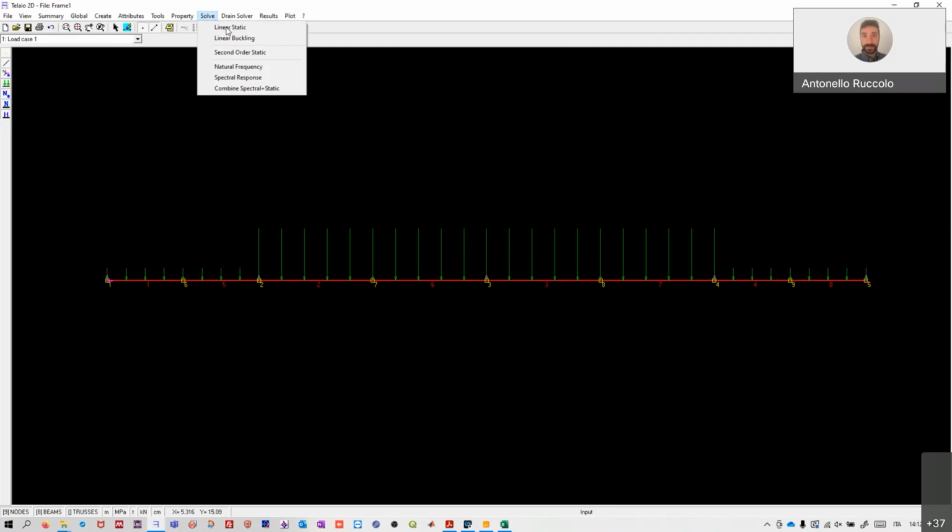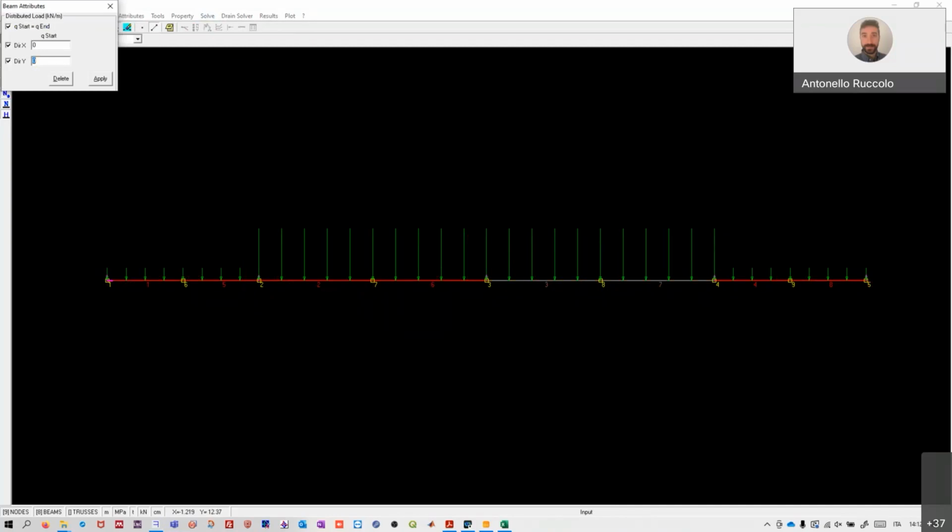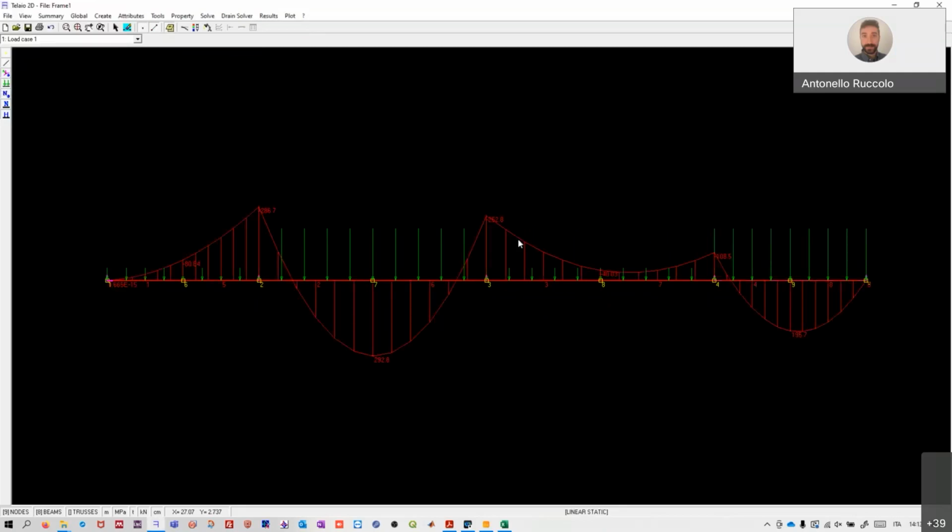If we change the load condition, so distribute the load, this and this will be now -5. And we can also increase the load here, and we solve it again. We can see that for a completely different load combination, we will find 292 kilonewton meters bending moment in the second span. That is way bigger than what we found before.